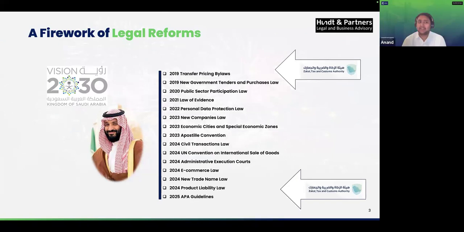Thanks a lot. And thank you, Johan, for that. And I just love the word firework of legal reforms. So I'm sure that's set the stage. I mean, given that you are probably here for almost 28 years in the region, and of course in Saudi, any final thoughts on what's happening here, just for us before we kick in with Praneeth on the transfer pricing?